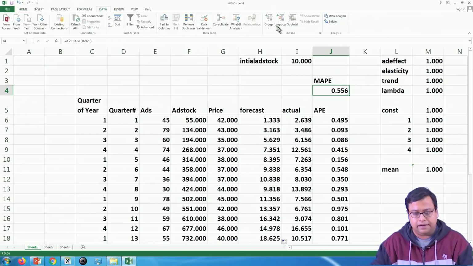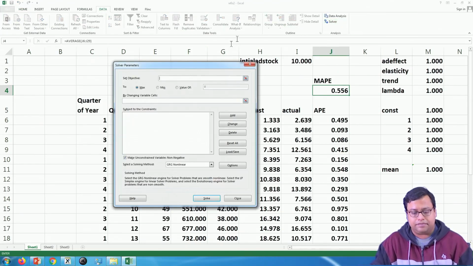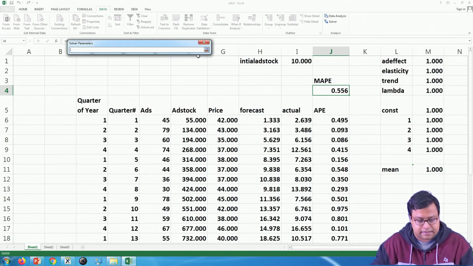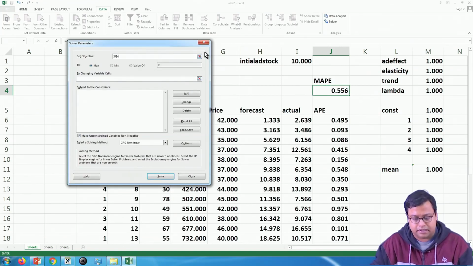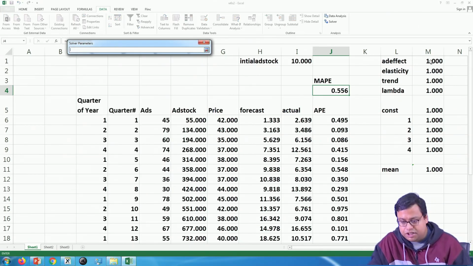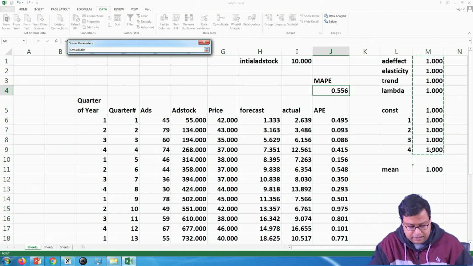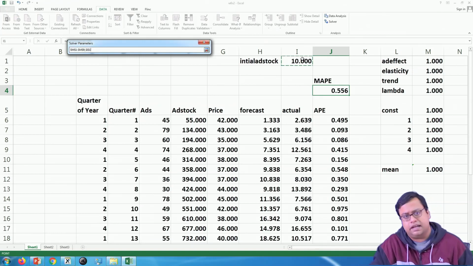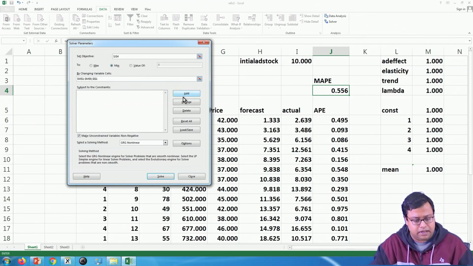So, I go to data solver and I try to minimize this particular cell. So, I will set my objective on that cell J4 and then minimize this, and whom will I change? I change all the parameters that I have to estimate. I will change these, comma, and my initial stock, which I do not have an idea about. If I have an idea, I will put that. Otherwise, if I do not have the idea, I will put that there.